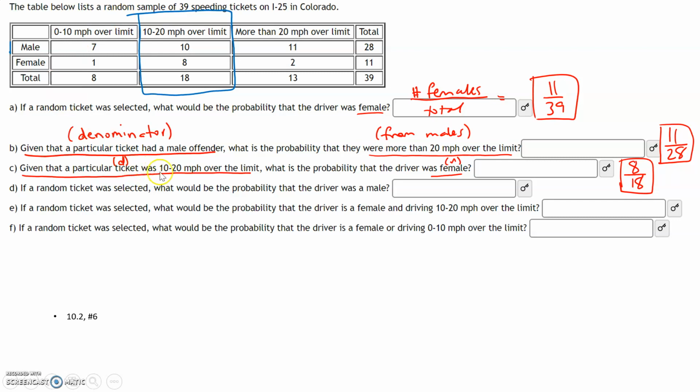How many drivers were there who were going 10 to 20 miles over the speed limit? 18. So our denominator is going to be 18. Of those 18, and we're only choosing from this column of 18, how many were females? 8 of them were females, so our probability is going to be 8 out of 18.